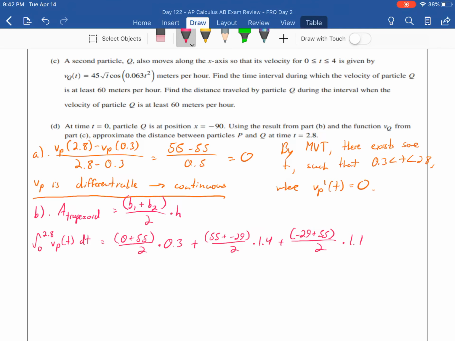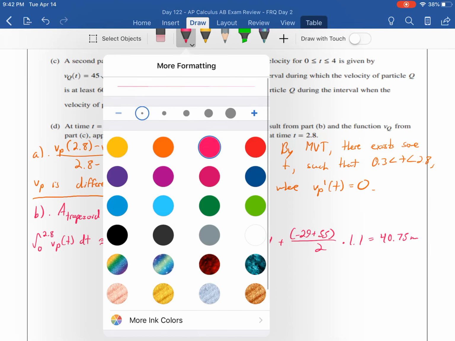Once you calculate this, you should get an answer of 40.75 meters. So you just plug that into a calculator, and that's what you get. So that's part B. Excuse me. So now let's look at part C.